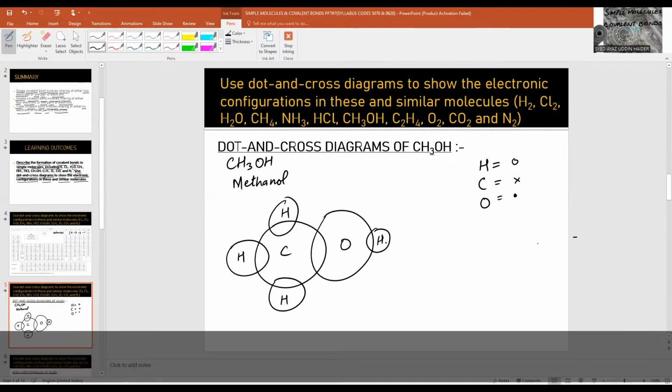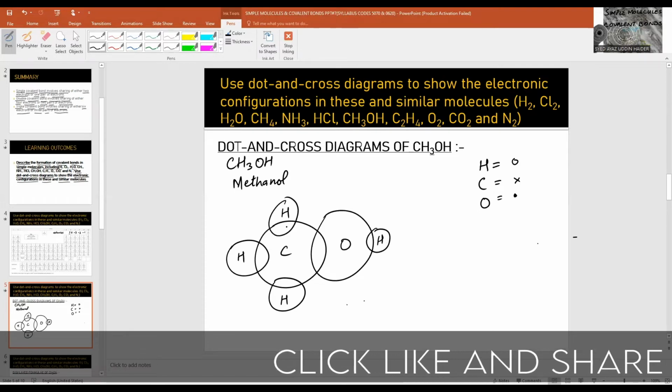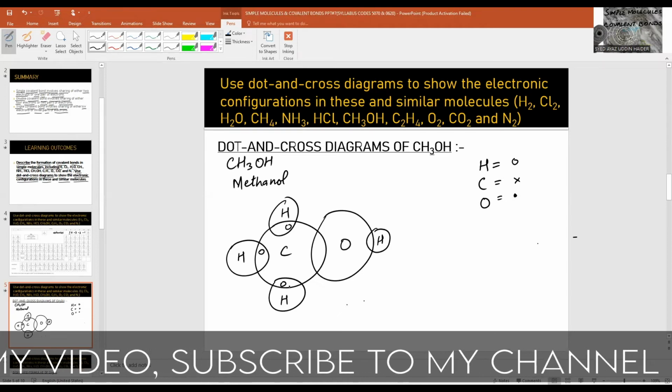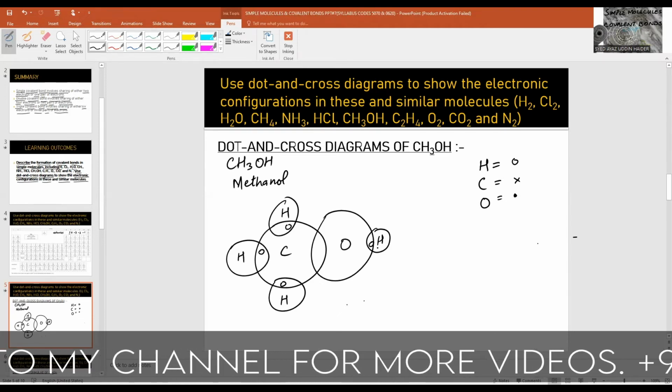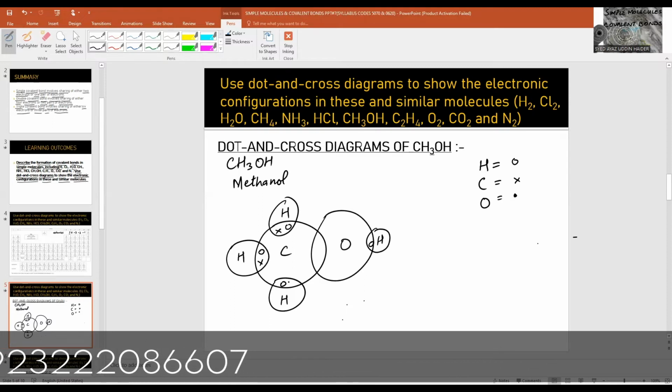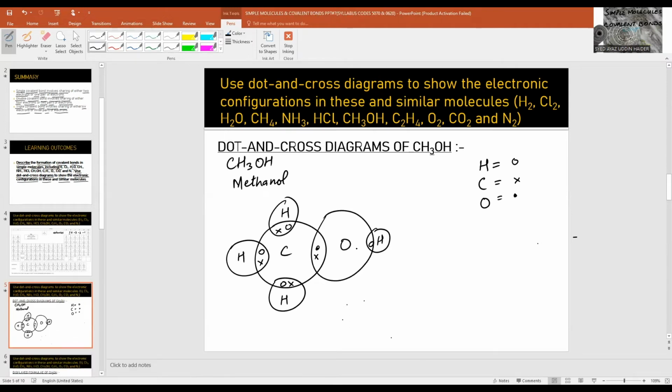Let's show their valence electrons. First, I will start with the hydrogen atoms. One for this hydrogen, one for this hydrogen, one for this hydrogen, and one for the last hydrogen. Let's show the valence electrons for carbon: one, two, three, four. Now let's show the valence electrons for the oxygen atom: one, two, three, four, five, six. So this is the final dot and cross diagram for methanol.